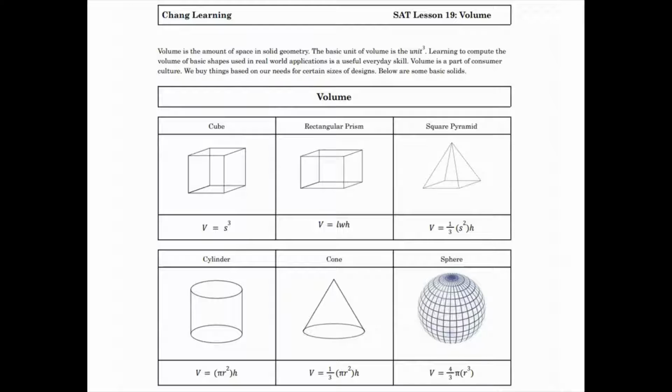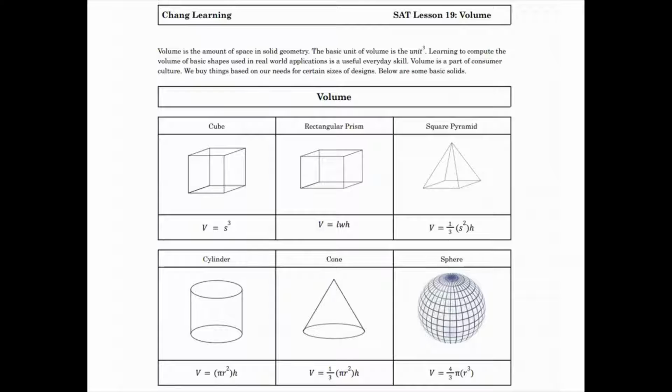In getting this lesson ready for you, here are the basic shapes that are most common among SAT level problems, and you should be familiar with these shapes for the exam. First one is the cube: V equals s cubed, the side length times itself 3 times. The next is the rectangular prism. Volume is length times width times height.